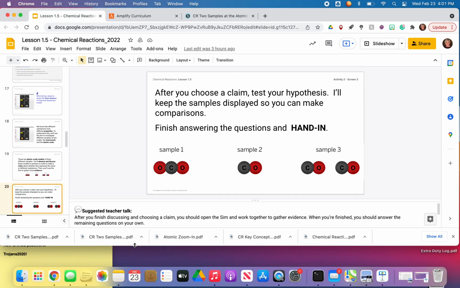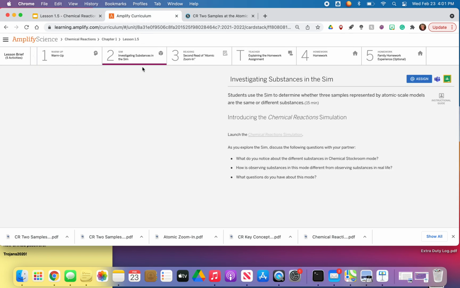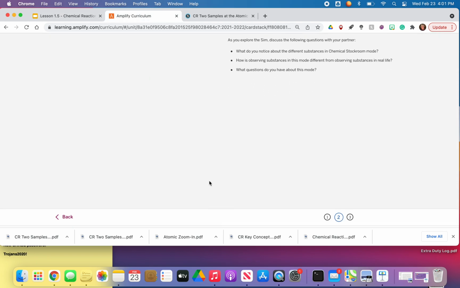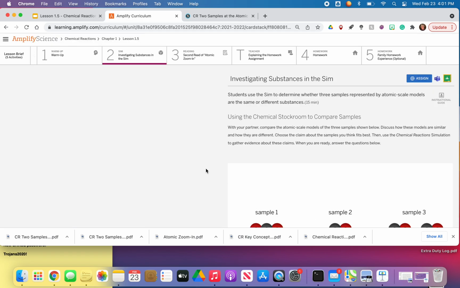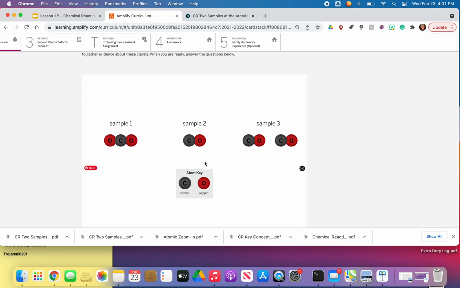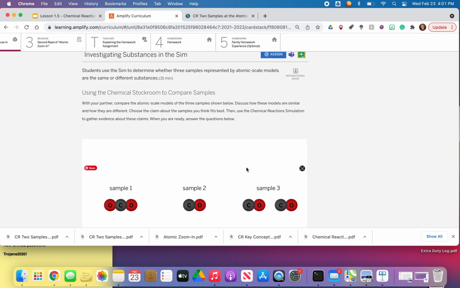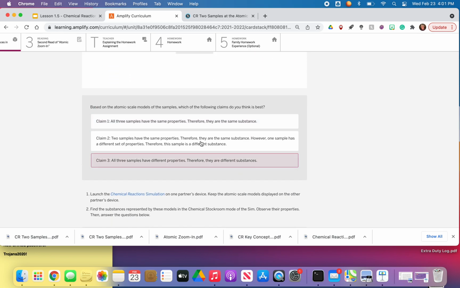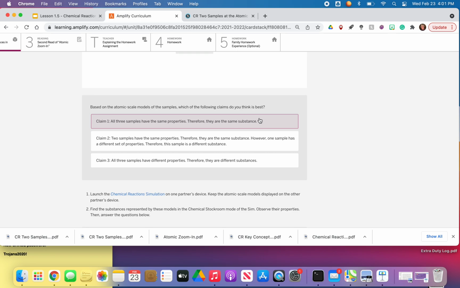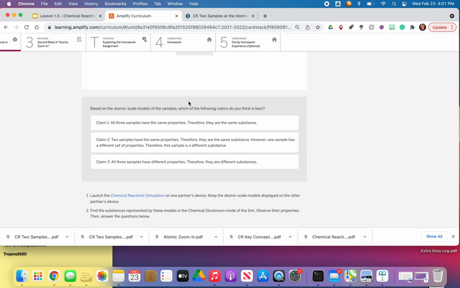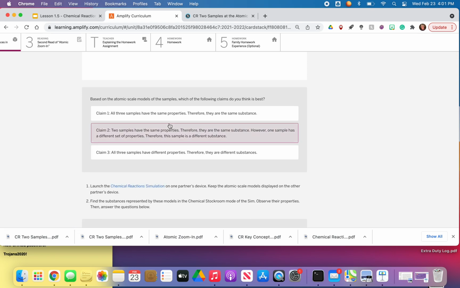Okay, so this is activity 2, screen 3. So we're going to come back in, and we're still in activity 2, and scroll down to screen 3. Well, I guess you guys have the card that has that on there, so you don't need that. Okay, so based on the atomic scale models of the sim, which of the following claims do you think is best? Claim number 1, all 3 samples have the same properties, therefore they're the same substance. So you're going to have to go into the chemical reaction simulation, and you're going to have to read down.